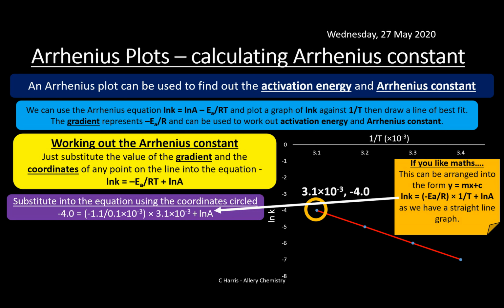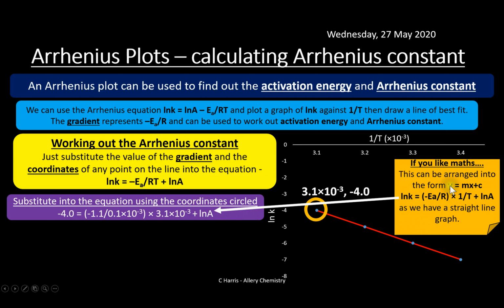Just the mathsy bit: I've restructured this equation to be a straight line equation. Remember, the equation for a straight line is y equals mx plus c. Y in this equation is your y-axis, X is your x-axis, and m is your gradient, which is this part here. So obviously we're going to look at the gradient. I've rearranged this equation to fit the same way as the straight line, so that's going to be ln k equals minus EA over R times 1 over T plus ln A, because we have a straight line graph.